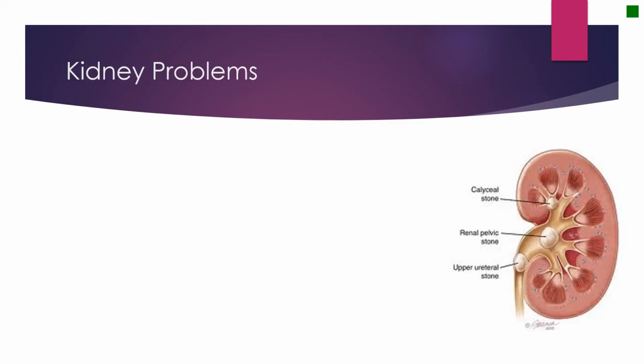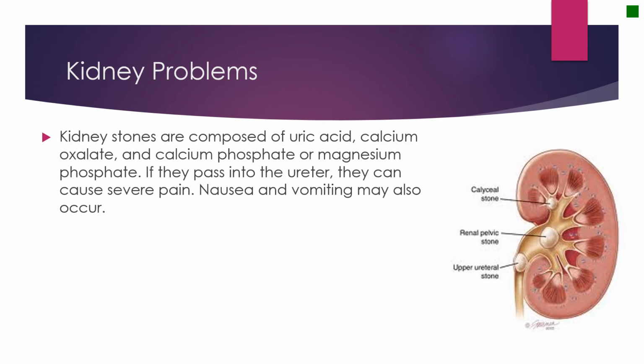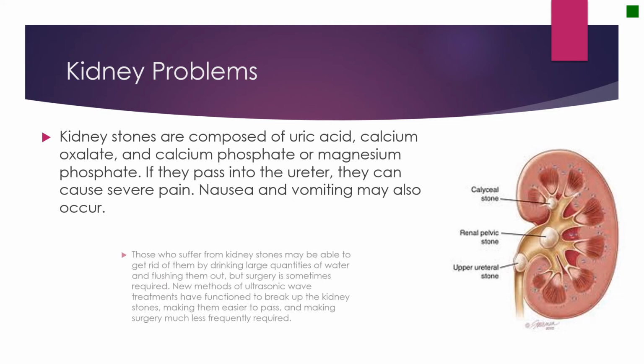As far as kidney problems, the most common kidney problem is kidney stones, which are stones composed of uric acid, calcium oxalate, and calcium phosphate, or sometimes magnesium phosphate. If they pass from the kidney into the ureter, they can cause a pretty good amount of pain, to the point that nausea and vomiting can be associated. Your ureter is pretty sensitive, and a stone pressing up against it does not feel very good.